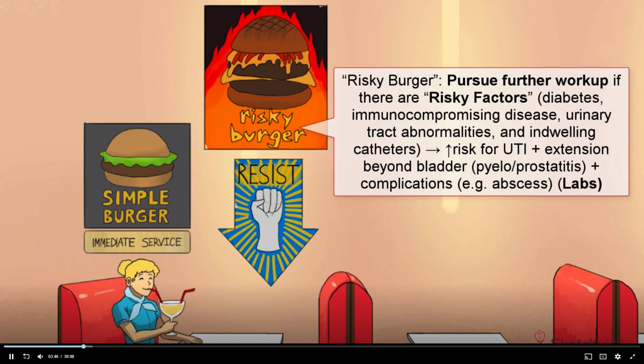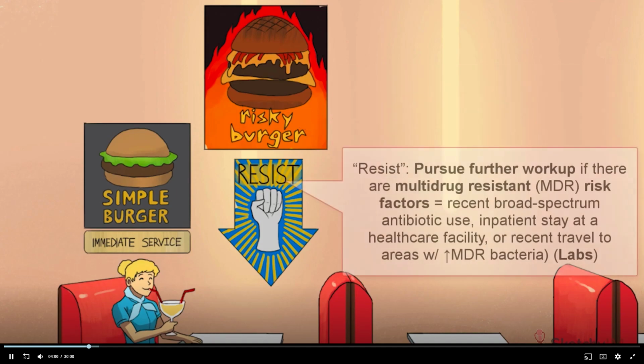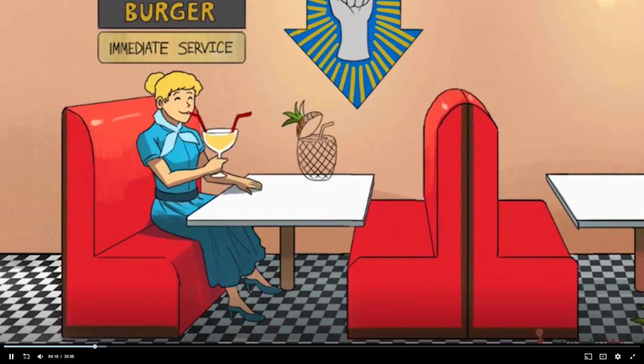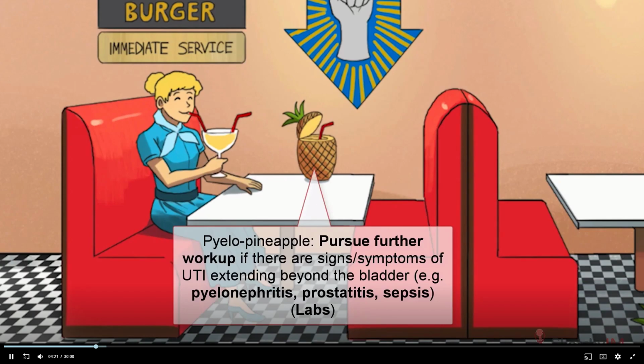You know, those factors like diabetes, anatomical abnormalities, or catheter use, which not only increase the risk of getting cystitis in the first place, but also increase the risk of extension beyond the bladder, as well as extra complications. Also consider risk factors for multi-drug resistant bugs, including recent broad-spectrum antibiotic use, inpatient stay at a healthcare facility, or recent travel to areas with increased MDR bacteria. And really, just anyone with atypical features, or signs that the infection has spread beyond the bladder. We're talking pyelonephritis, prostatitis, or sepsis.